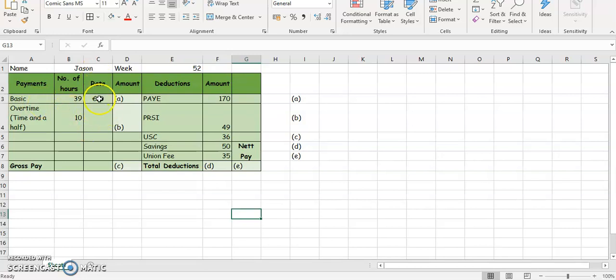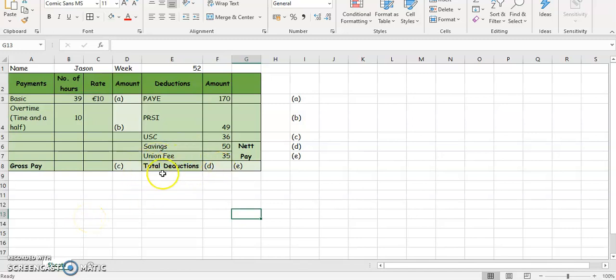So we need to calculate what the rate is for overtime. Remember, it's time and a half. A couple of things we need to identify here: A, we need to find out what his basic pay is. B, we need to find out what his overtime is. C, we need to find out what his gross pay is, and that's his basic plus his overtime. Remember, your gross pay is all your pay together before any deductions.